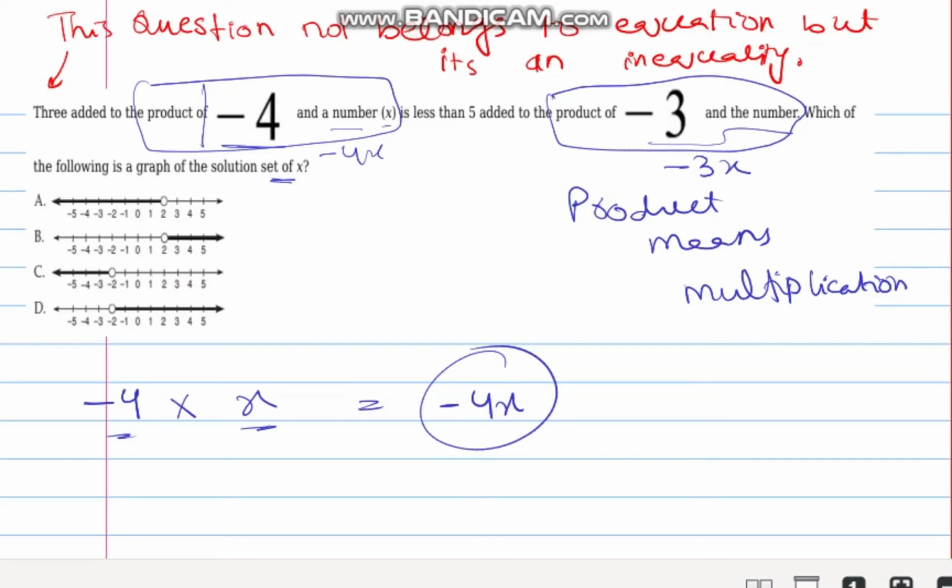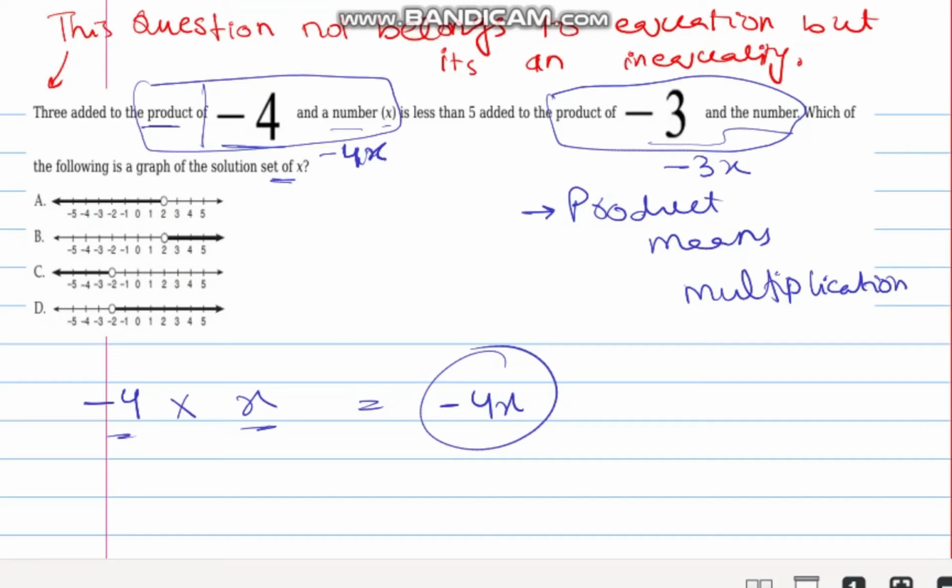First of all, we will read the question. 3 added to the product of -4 and a number x. This is the -4, and the number is any number. Basically, we will talk about general numbers, about the generality, so we assume x. So x is any number, and -4 is multiplied with the x. What is meant by the product? I also wrote here, product always means multiplication. Where you see the word product, it means multiplication. So we will multiply -4 with the x.